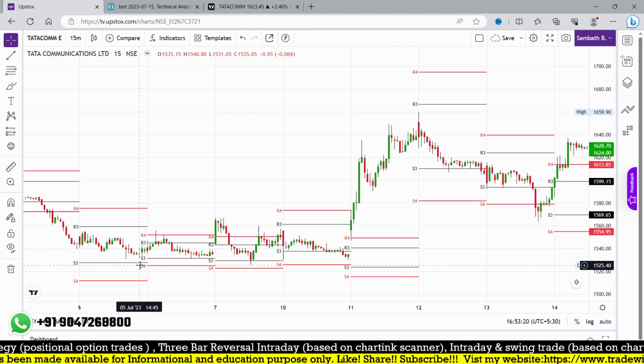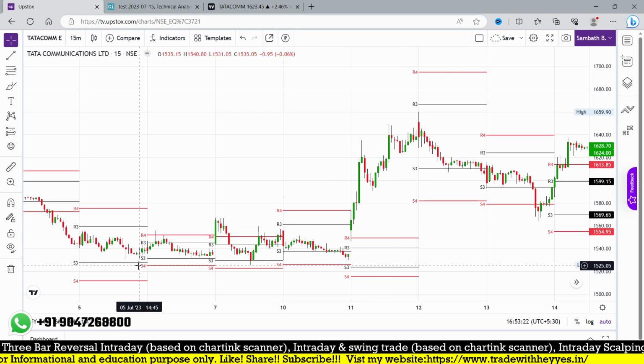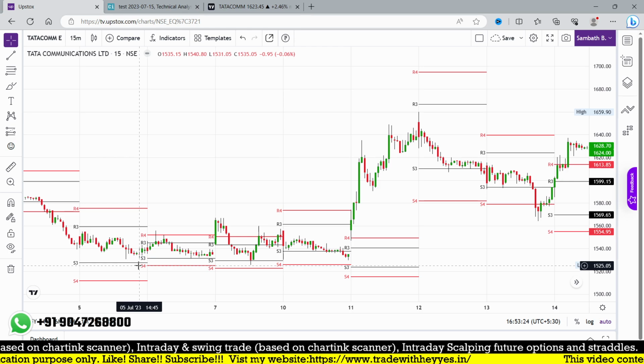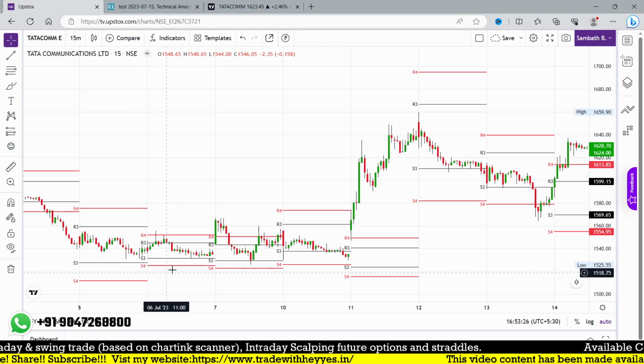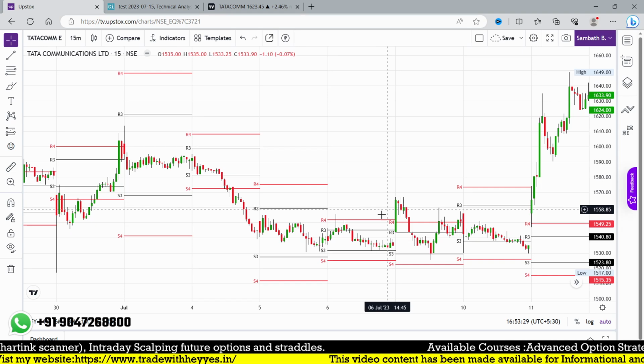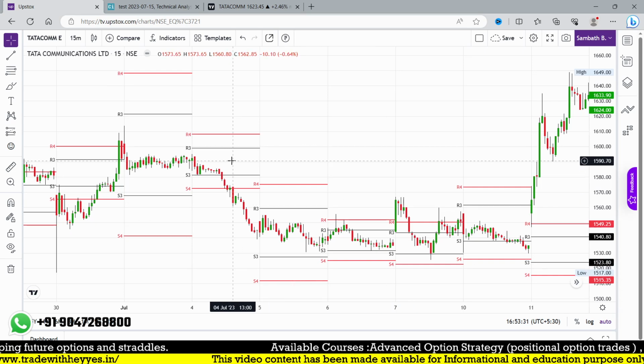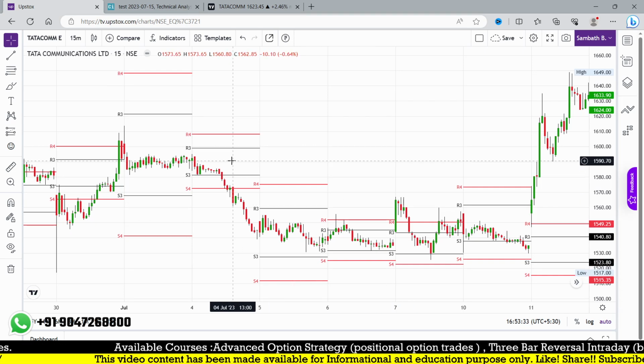Okay, it is like a database. It is a mathematical calculation. It works based on the data. Maybe some brokers' data mismatch, that is an issue. Okay, third of this month. This is the level for the stock. This is about Tata Communications.